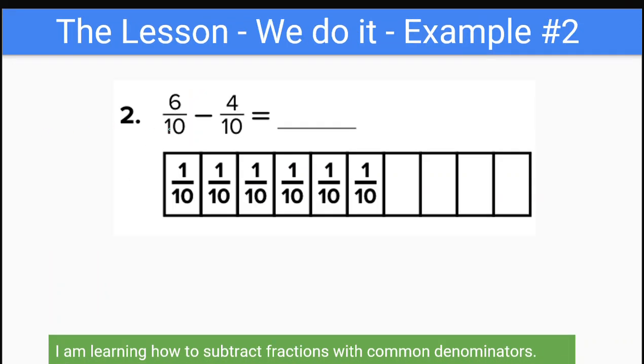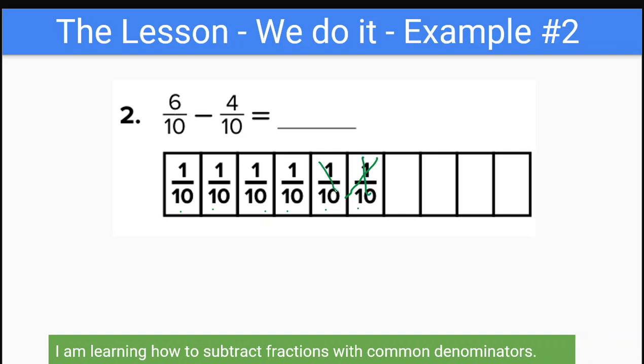Here's another one right here. 6/10 take away 4/10. Well, they gave us 6/10 right here. This is 7/10, 8/10, 9/10, and 10/10. This whole thing is equal to a whole, but we're only looking at 6 of those pieces. And here they are, 1, 2, 3, 4, 5, 6. Now they want us to subtract 4 of those right there. So let's go over here and let's cross off 4.